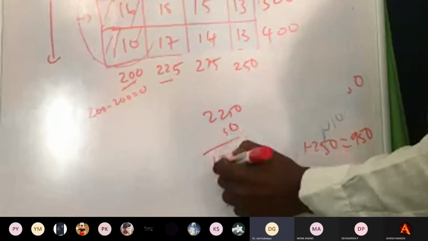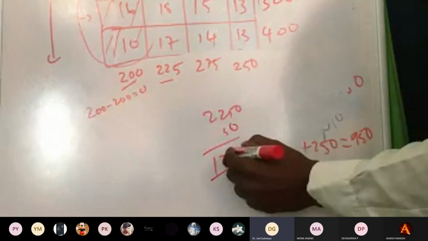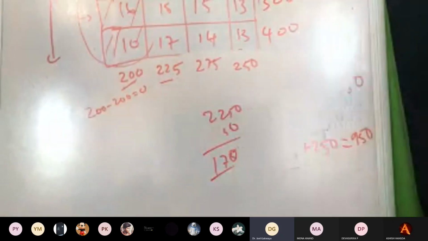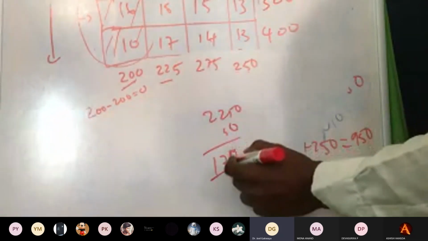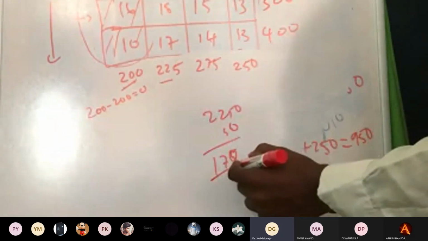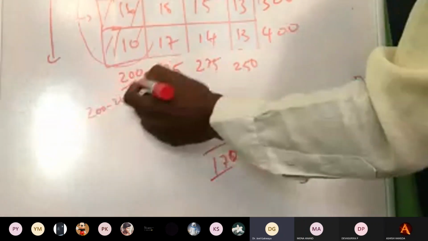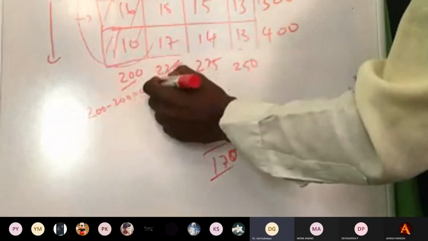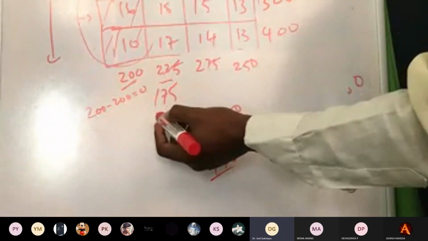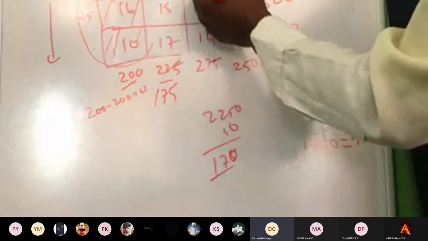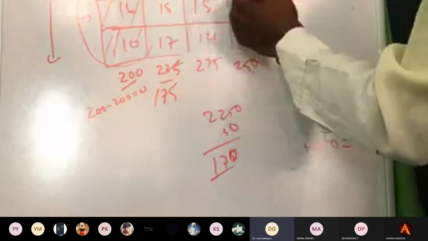I'm so weak in this one. Sam, is it correct, or is it 170? Is it 175, right? 175. Is it clear? So the value for this one is going to be 175. Now, which one to nullify? It is this one, this one, this one. These cells are gone.